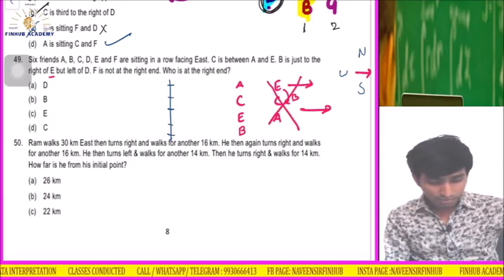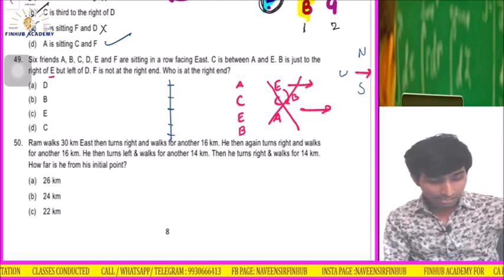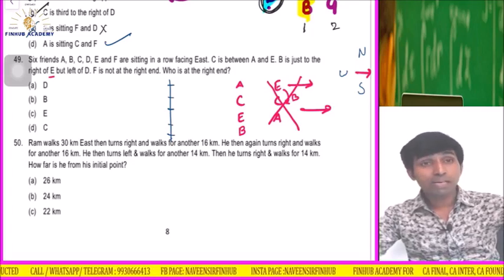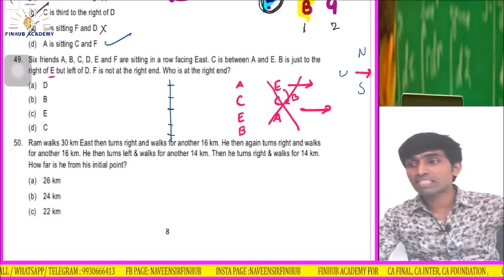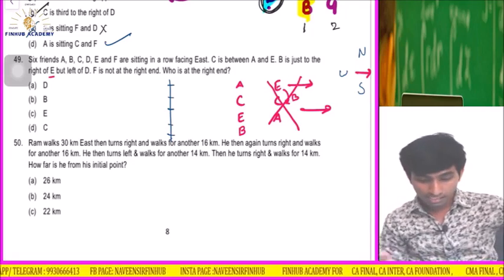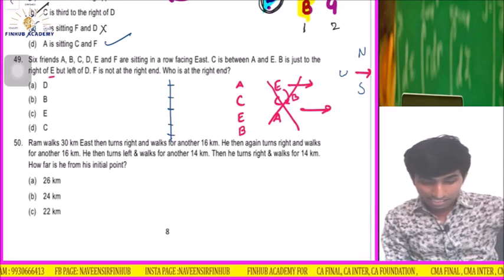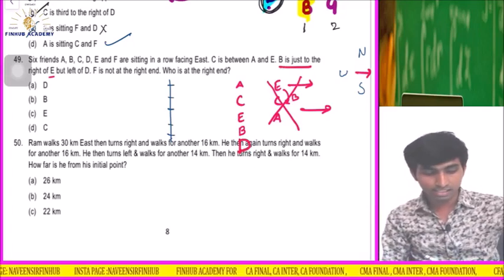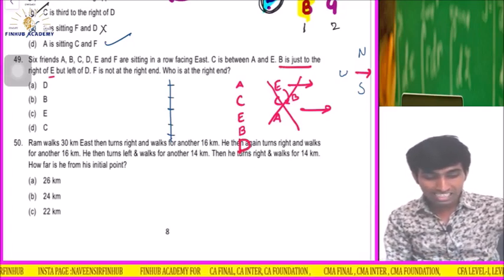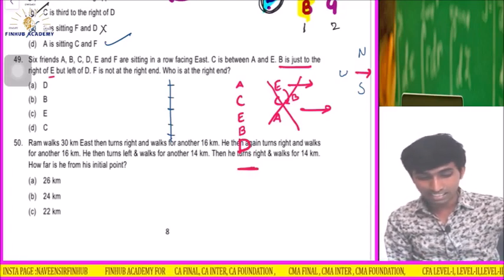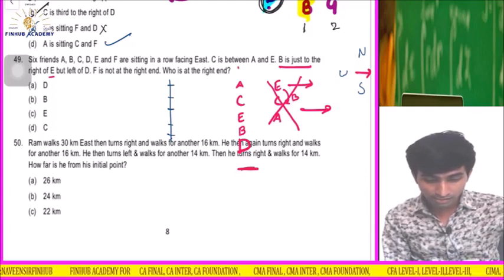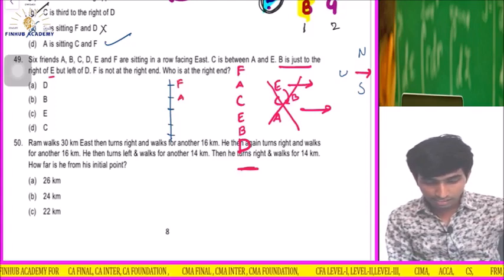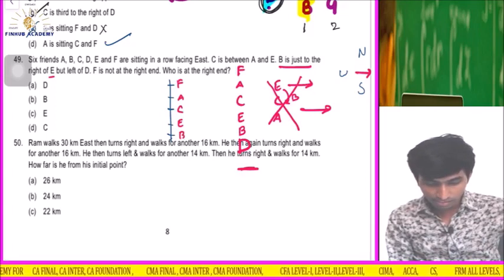But left of D. What does this mean? We will have to understand this. B is just to the right of E but left of D, that means D is here. F is not at the right end. Right end means this end, so F is here, at the starting. So F will come here, A here, C here, E here, B here, D here.